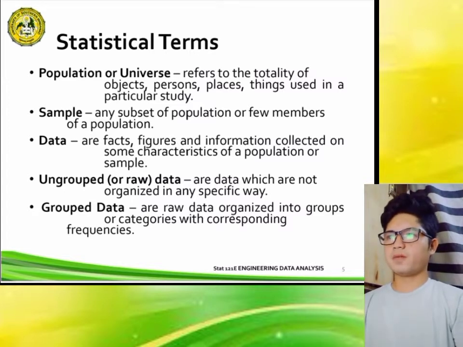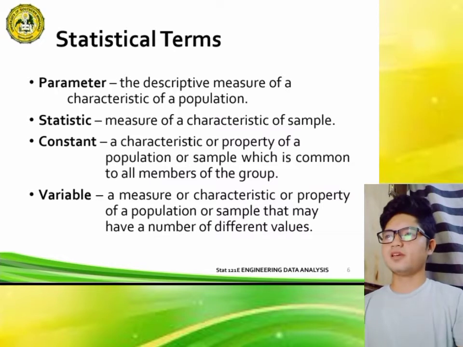Okay, so we have here parameter. So parameter is the descriptive measure of the characteristic of the population. So ito yung nag-describe sa ating population. And then next is we have statistic. It is the measure of characteristic of a sample. So ito naman yung parang nag-describe din siya sa sample natin.